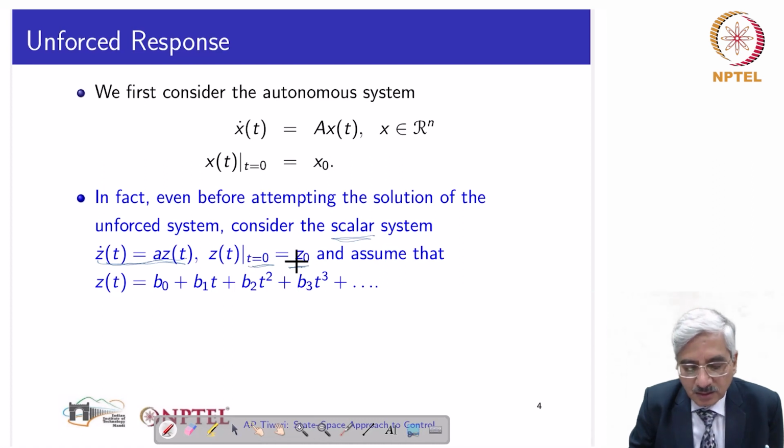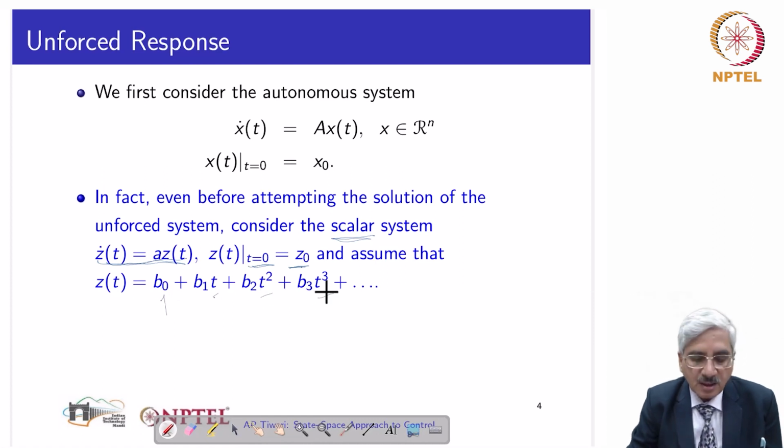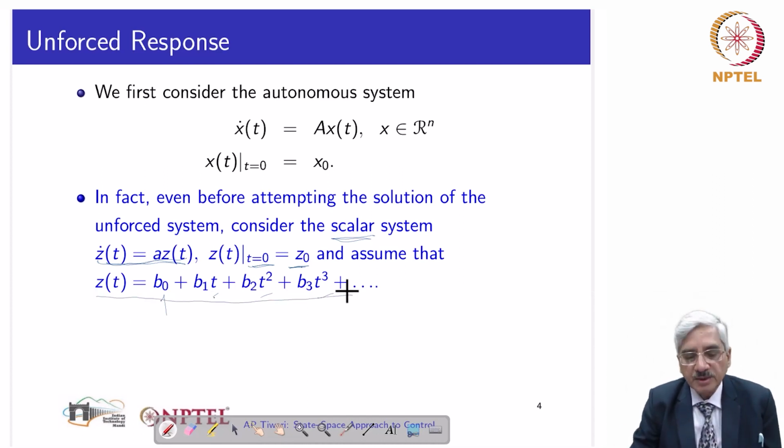So the solution is expressed on the basis 1, t, t square, t cube, etc., as z(t) equal to b0 plus b1 t plus b2 t square plus b3 t cube, etc. Essentially this 1, t, t square, t cube, etc. are basis, and b0, b1, b2, b3, etc. are the combining coefficients to obtain the solution z(t).